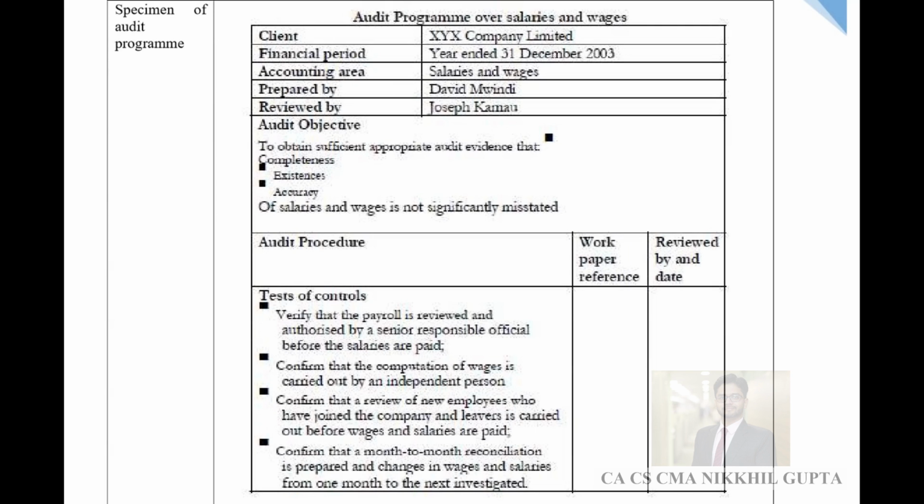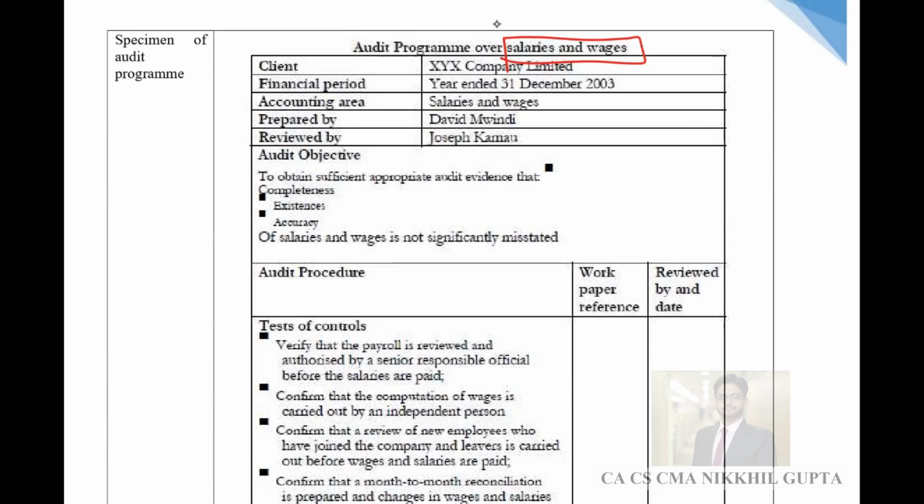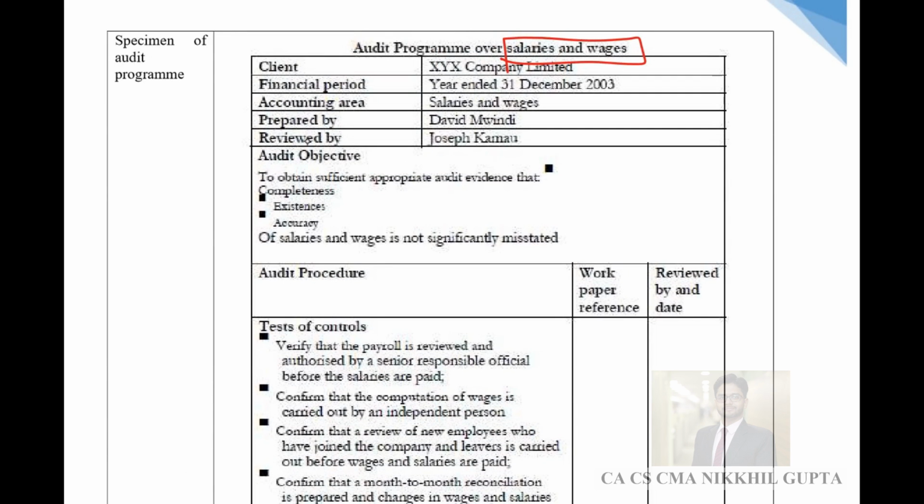Now I've given a sample of an audit program of, say, salaries and wages, an account head which is salaries and wages. What will it have? It will list down who will prepare this, who will audit this particular head, who will review this head, what head is there, which year is there.